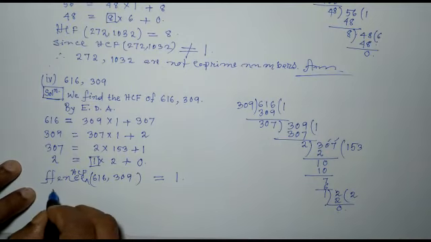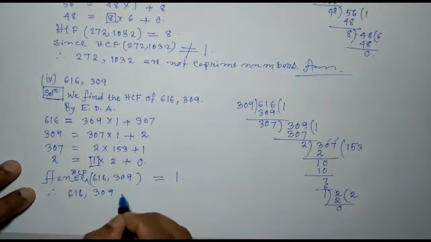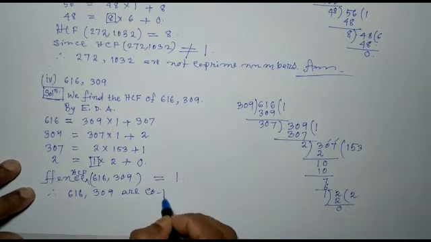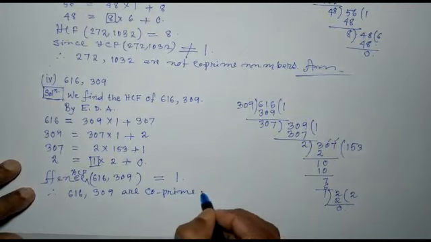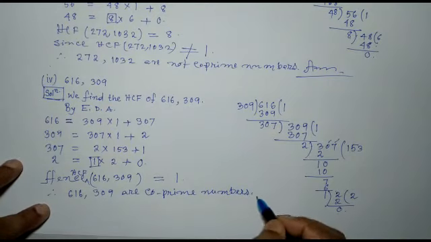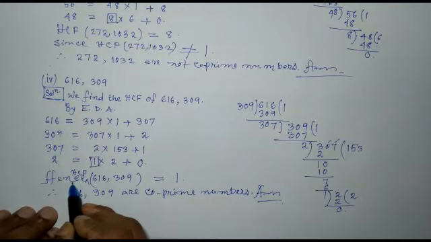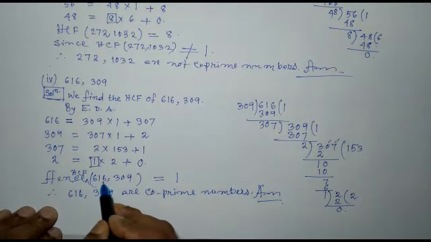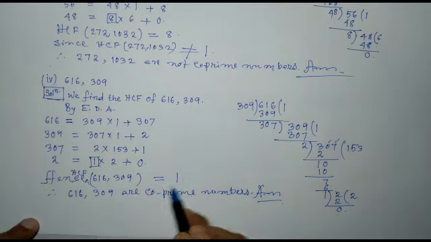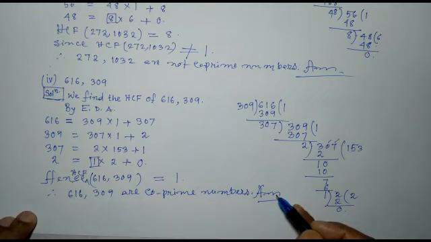So if HCF is 1, therefore we can write 616 and 309 are co-prime numbers. So that is the answer of the sum. So just look at it carefully. Here I have written, hence HCF of 616 and 309 equals 1. So if the HCF of two numbers is 1, the two numbers are co-prime numbers. So that is the answer of the sum, and we will continue our work.